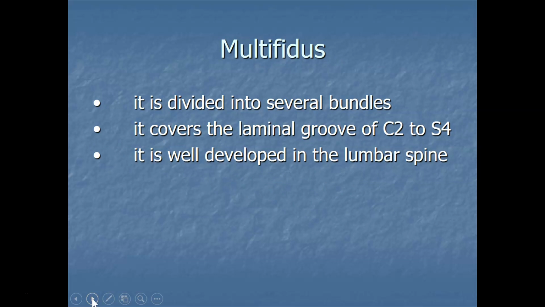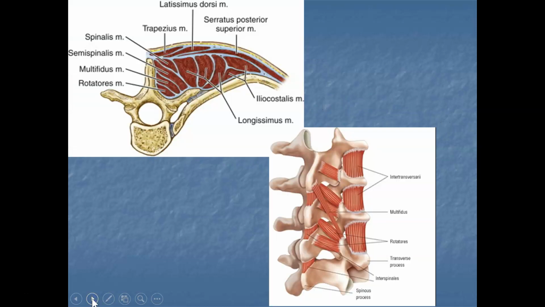The next one deep in the middle is multifidus. It is divided into several bundles. It covers the laminar groove of C2 to S4. So it's pretty extensive. It runs the entire spine basically. And it is most well developed in the lumbar spine because of the amount of stress and work that it needs to do and the kind of forces that travel through there.